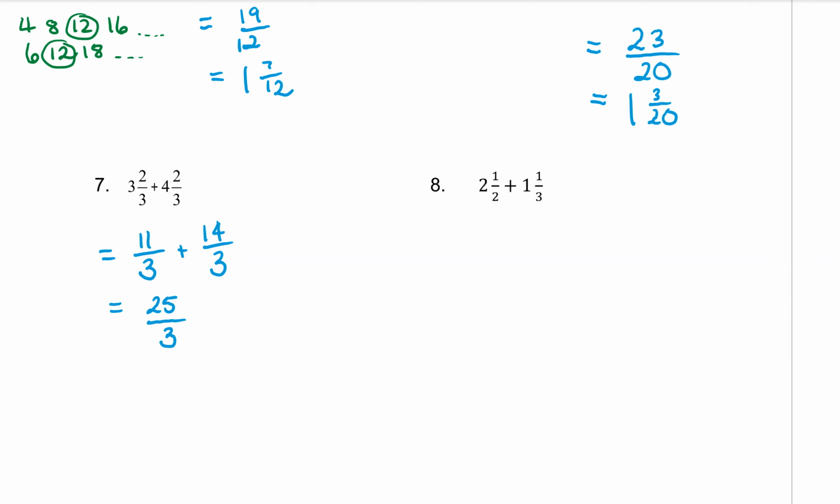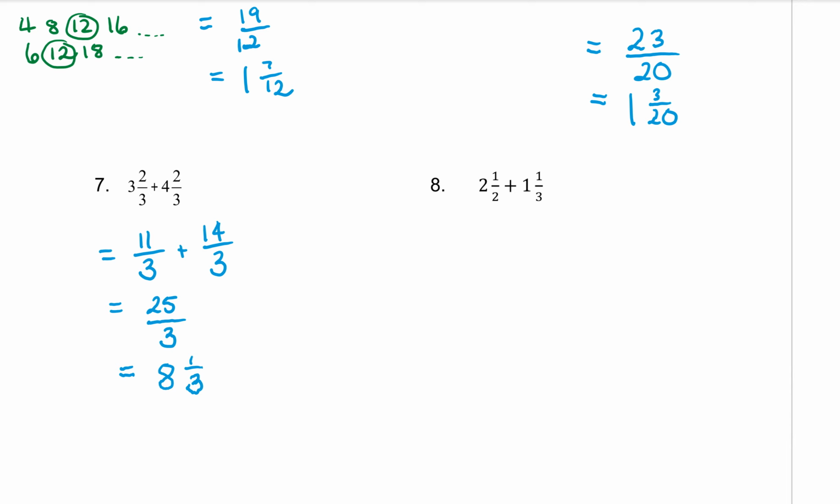Okay, now that we've added the fractions together, we can put that back into a mixed numeral. 25 divides by 3. Well, 3 eights are 24. So it would go 8 times with a remainder of 1 over 3.